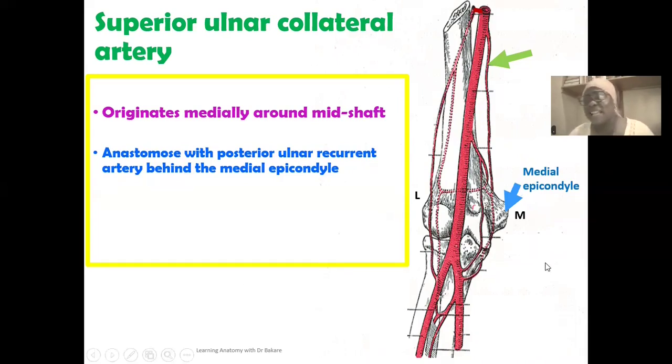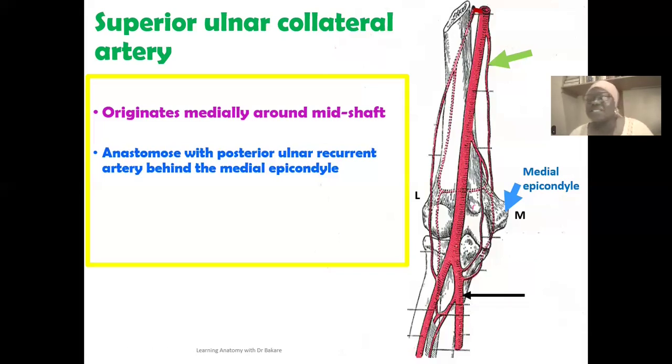So on the medial side, let's try and highlight the anastomosis that is created around this region. We say that the superior ulnar collateral artery will be creating an anastomosis around the medial epicondyle, but specifically it will be creating its own anastomosis around the posterior region. So let's see how this anastomosis is created. We say that the superior ulnar collateral artery will unite or communicate with the posterior ulnar recurrent artery. Don't forget that we say that the ulnar artery is on the medial side. So this is where we have the ulnar artery.